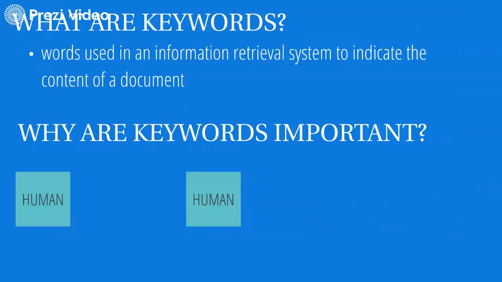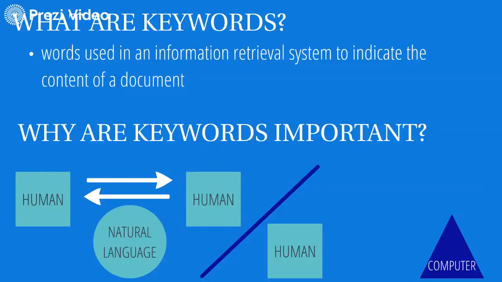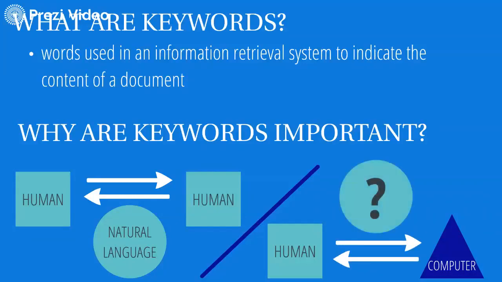Well, one of the things that makes them important is the difference between humans talking to each other and humans trying to communicate with a computer. If you have two people who are talking to each other, they do it in natural language, which is what I'm using now. We talk back and forth, we understand how natural language works. That changes when you try to talk to a computer.